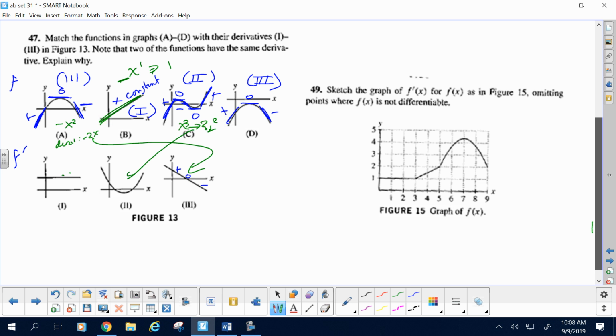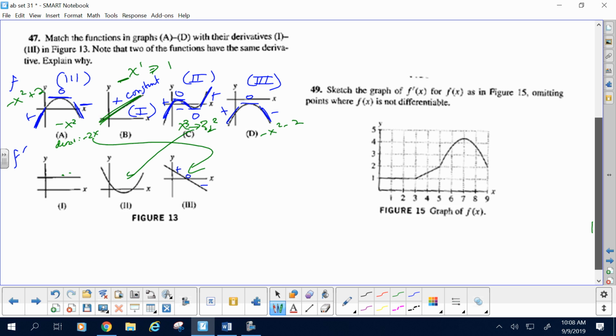A constant added, right? So this might be something like negative x squared plus 2, and this might be negative x squared minus 2, but when you take the derivative of that, what happens to that constant? It goes away, right? So yes, they have the same derivative because they have the same shape. Where the shape is doesn't matter. Okay? Now, you have 2 skills.